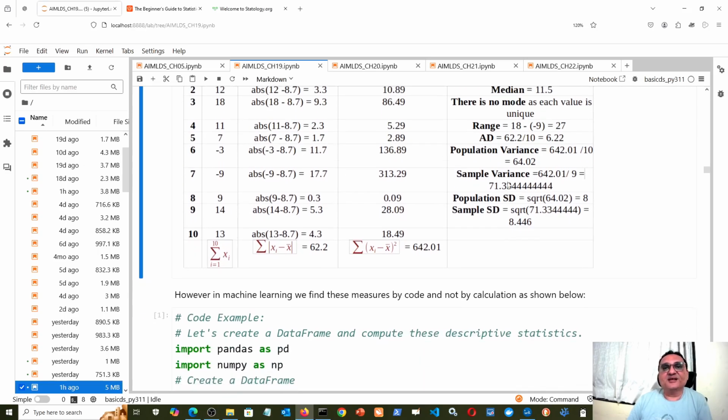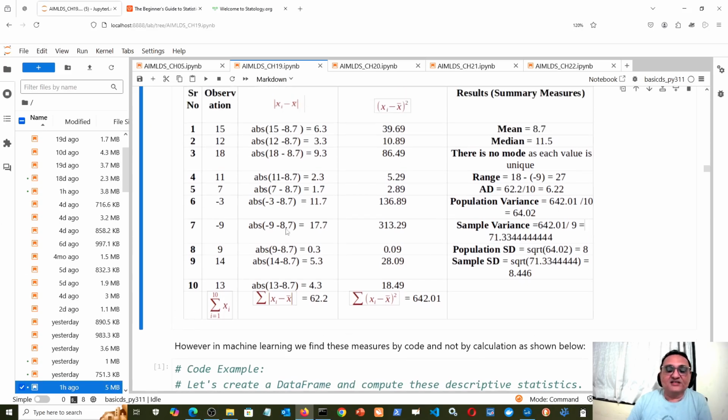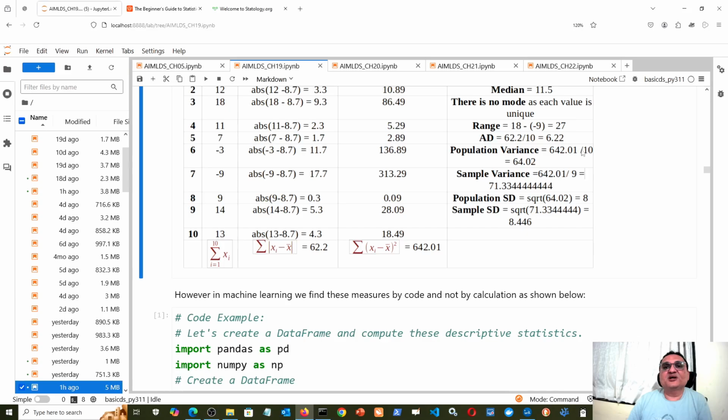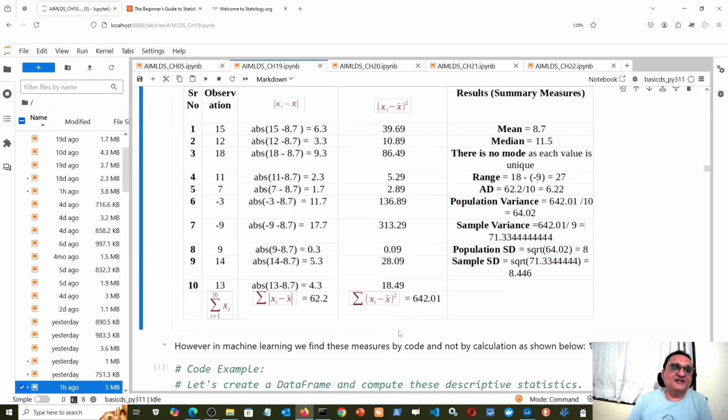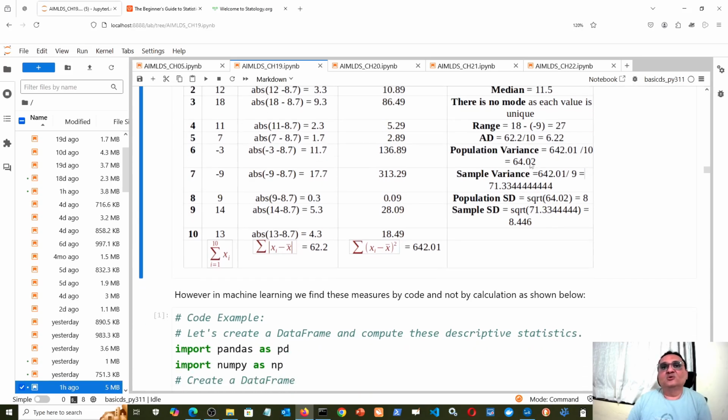If instead of a sample, you are asked that this is a population, which is unlikely, because a population is always a large data set from which a small sample is taken, but if this is a population, then while finding the variance you will not divide by n minus 1, you will divide by n only. So 642.01, sigma of xi minus x bar whole square, divided by n, 10. That will be 64.202.